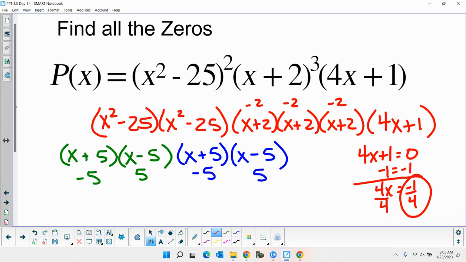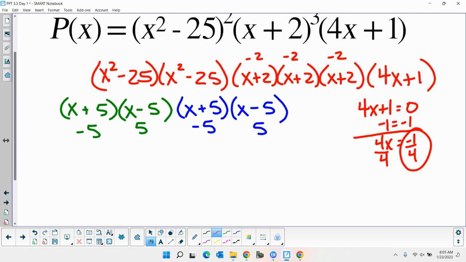So here's what I would do. Now I've got this negative 5, multiplicity of 2. We got positive 5, multiplicity of 2. We've got negative 2, multiplicity of 3.